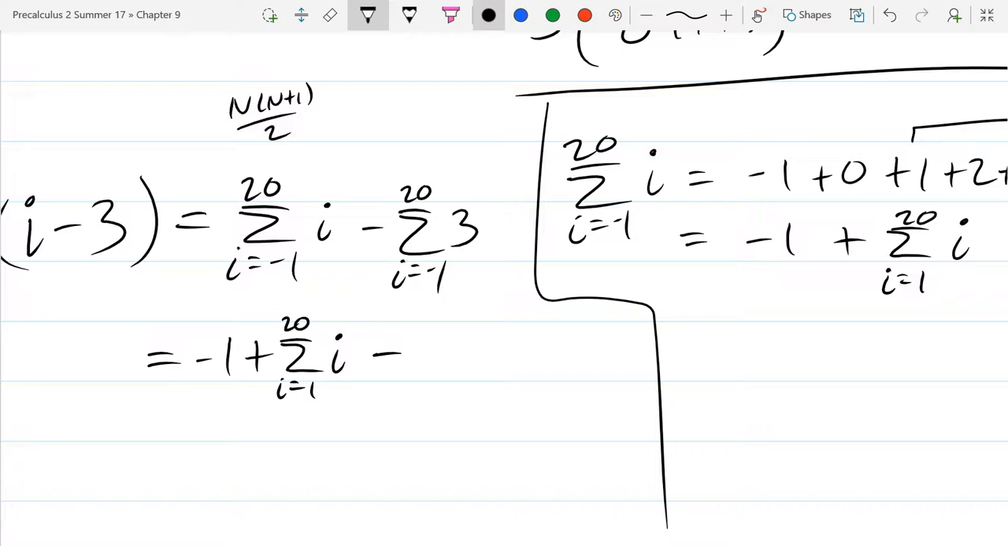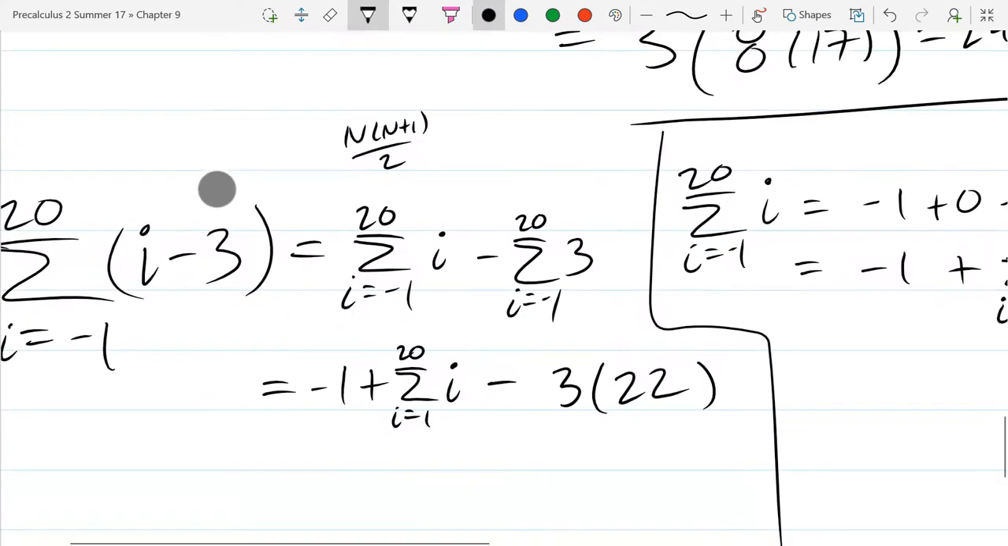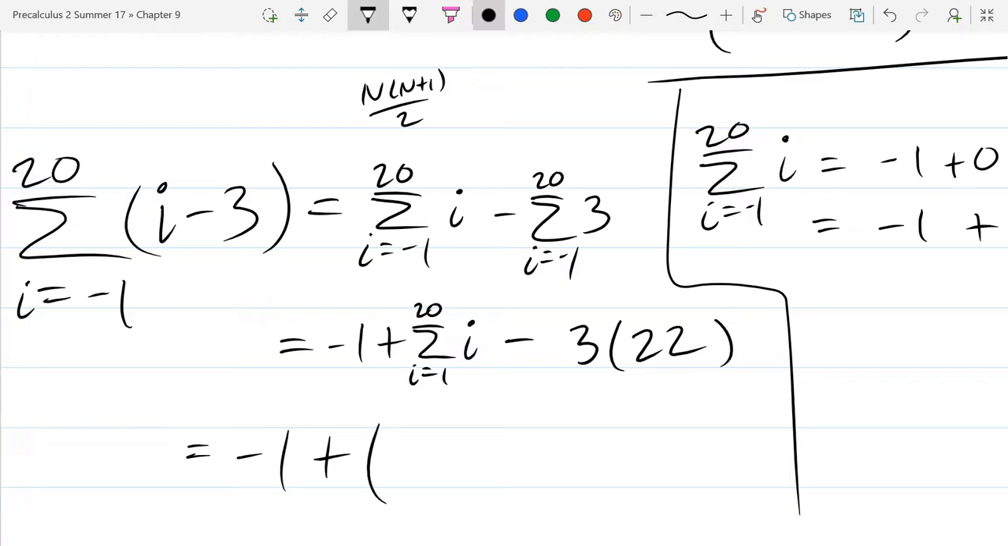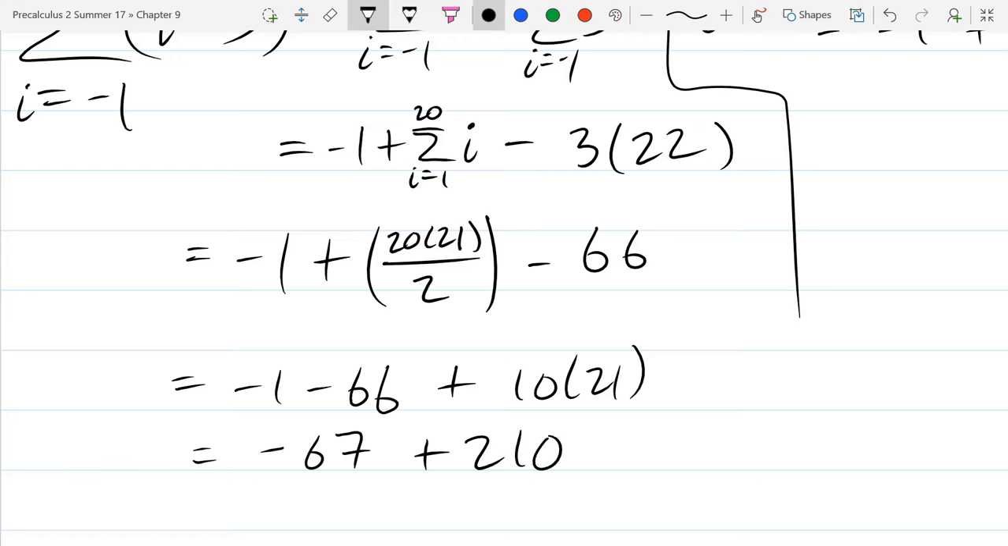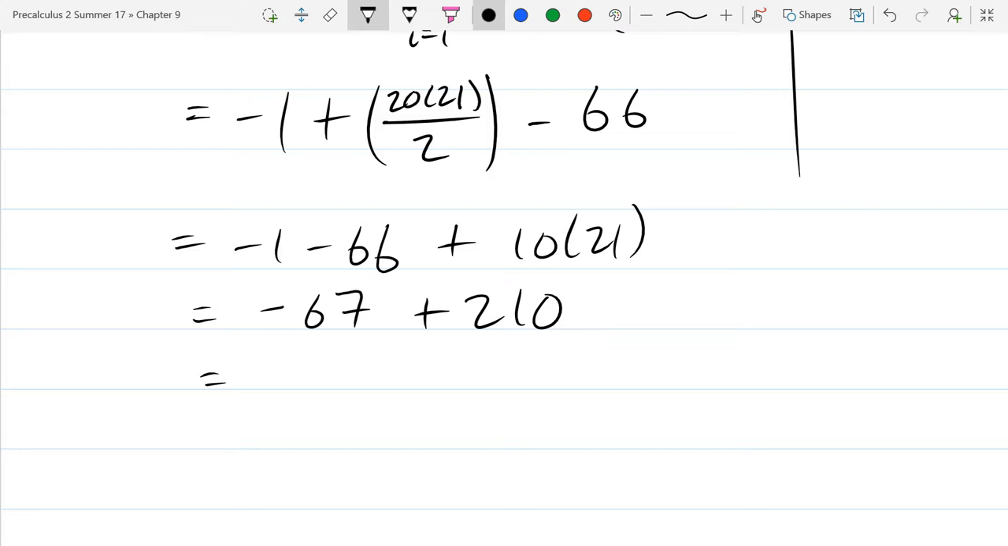All right, what do we do here? Well, we're adding a bunch of 3s together. How many 3s are we adding together? Not quite 20. We're not even starting at 0, we're starting way back at negative 1. So I have negative 1, and then 0, and then 20 more. So it's really going to be 22 total. So again, we get from 1 to 20, we get 20, but there's 2 more before we even get to 1. So we got 22, and now we're just going to use that formula, n times n plus 1 over 2. So 20 times 21 over 2 minus 3 times 22 is 66. All right, 20 over 2 is 10. Negative 67 plus 210 is something. That's good enough. We'll leave it there.